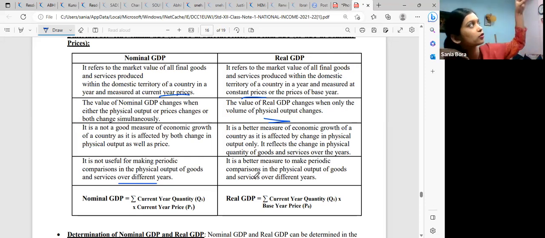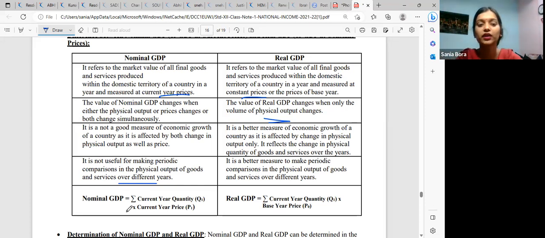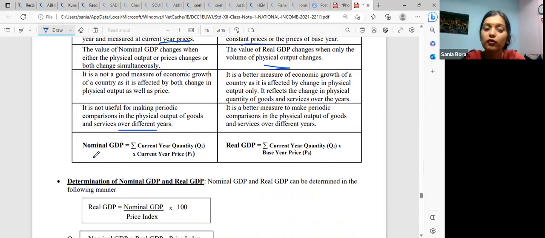But real GDP is a better measure for the periodic comparison. You want to compare that, okay, in 2017 this was the figure, in 2023 you can easily compare it. But every day, every month nominal GDP is changing, you cannot compare it according to the years because in one year also you will have different nominal GDP, right? So that is the formula for nominal GDP.